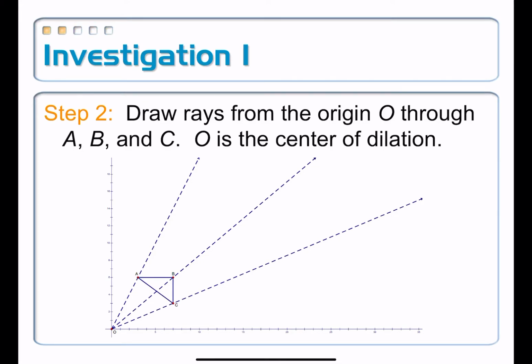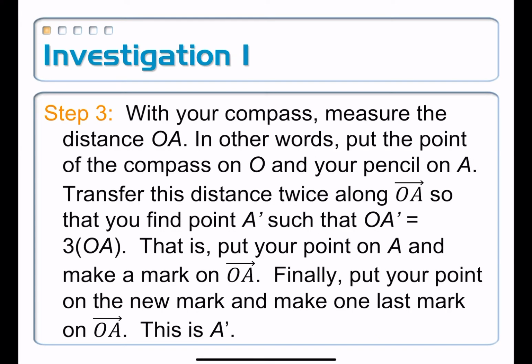We're going to find all of the points along each one of these light rays that are 3 times the distance away from point O. The way we're going to do that is with our compass. Okay, so this next step, step 3, says take your compass and measure the distance from O to A. What that means is that you're going to put the point of your compass on O and put your pencil on A.